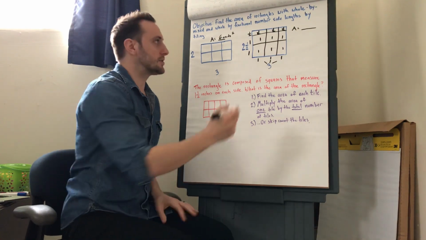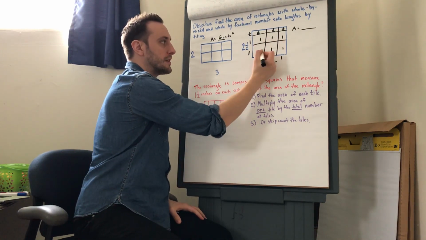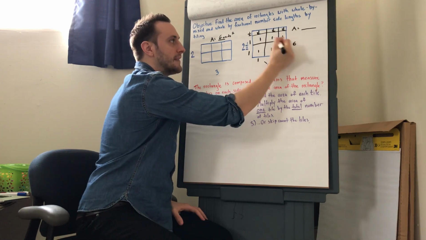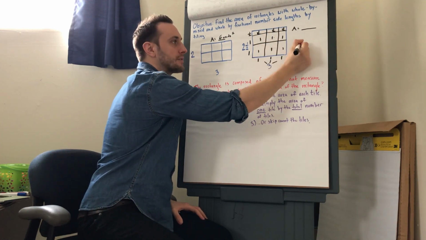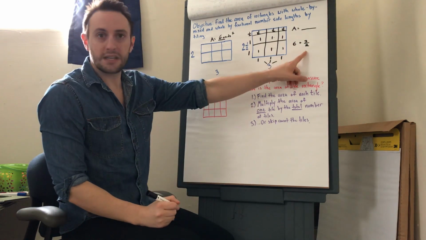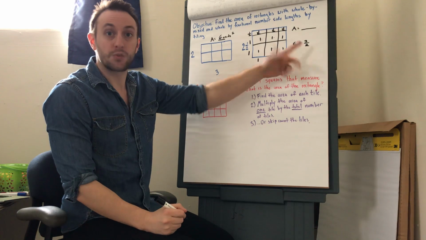Okay, so now what we're going to do is count up all the totals. So we have 1, 2, 3, 4, 5, 6 ones. And then we have 1, 2, 3 halves. So we're going to have to add the 3 halves. What is this really? What is 3 halves? It's 1 and 1/2.